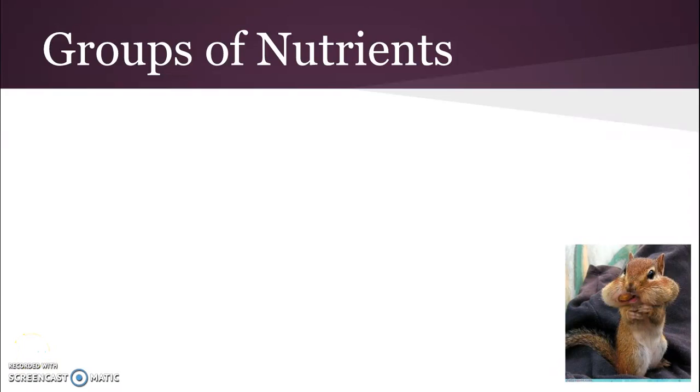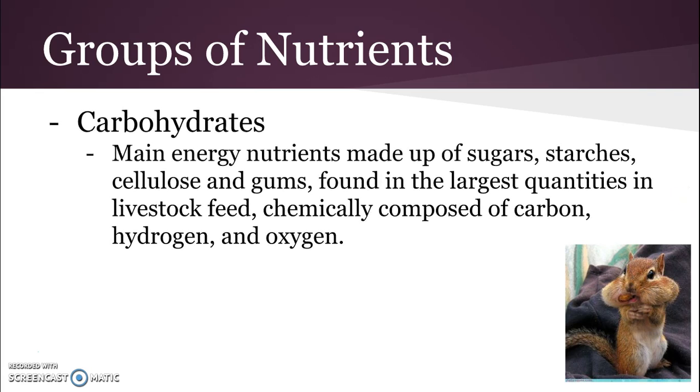Okay, so since we've talked a little bit about what nutrients can do for animals, now let's talk about different groups of nutrients and what their functions are within a ration. The first group we're going to talk about is carbohydrates. Carbohydrates' main job is to provide energy. They are made up of sugars, starches, cellulose, and gums, and this is what you're going to find the most of in an animal ration. Chemically, it's composed of carbon, hydrogen, and oxygen.